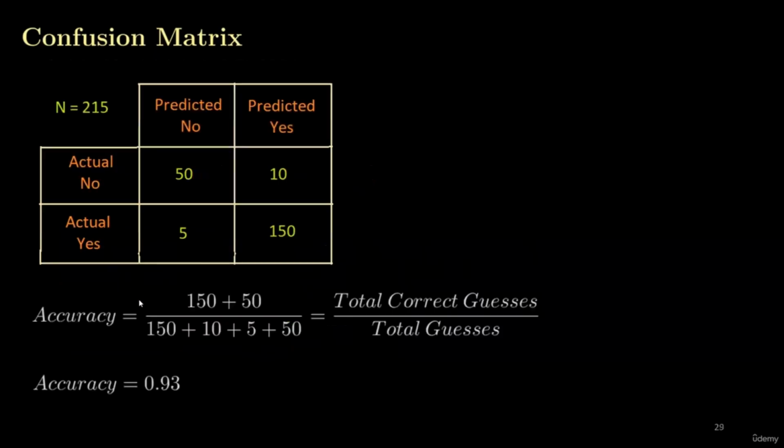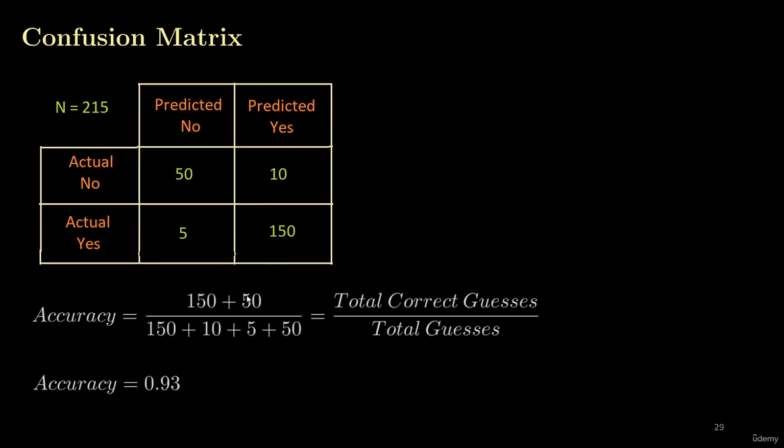So here we can see that if I want to calculate the accuracy with the help of this confusion matrix, I have total correct guesses over total guesses. The total correct guesses are 150 over 150. This is a correct guess because it belongs to the negative class, and the model is also saying that it belongs to a negative class. This is also a correct guess because it belongs to the positive class, the class whose name is yes, and the model is also saying that it belongs to a positive class. So these are the two correctly classified samples.